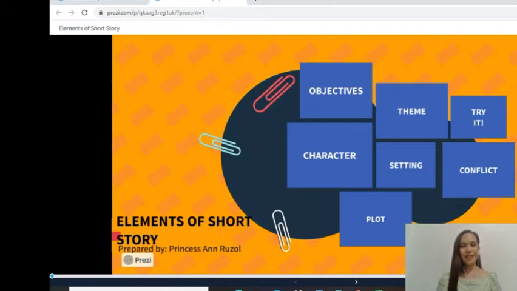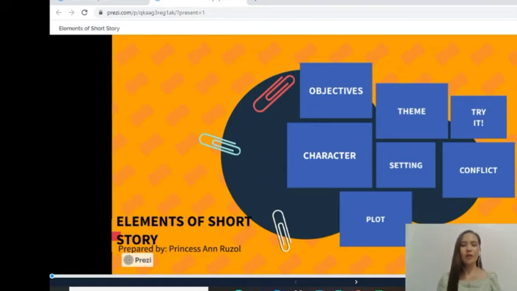This is my presentation for our topic for today, the elements of short story. But first, let us define what is short story. Short story is a fully developed story with theme. It is less elaborated than novel because short story can be done reading in just one sitting.